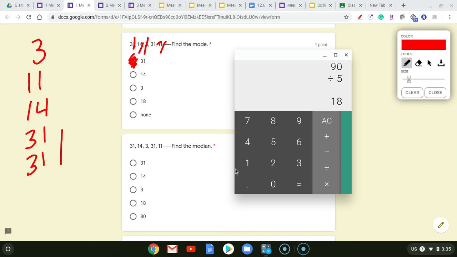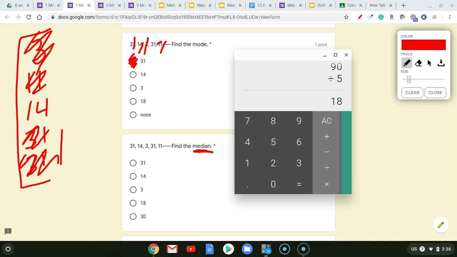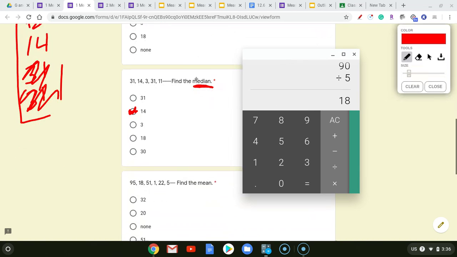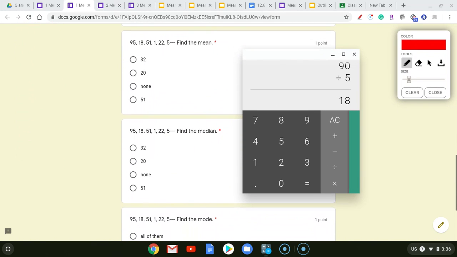Now the next is find the median. It's nice that I already have them in order because now it'll be easy for me to find the middle. The median is the middle. So I'm going to cross out my 2 outside ones, cross out my 2 inside ones, and I get 14 for my median. Awesome. Let's go on to the next set of numbers.